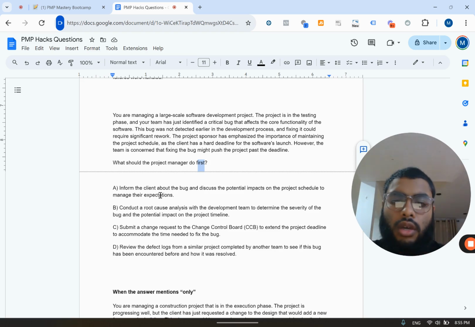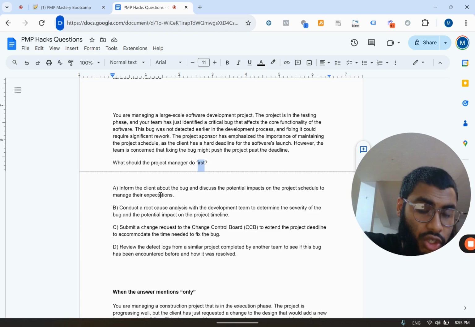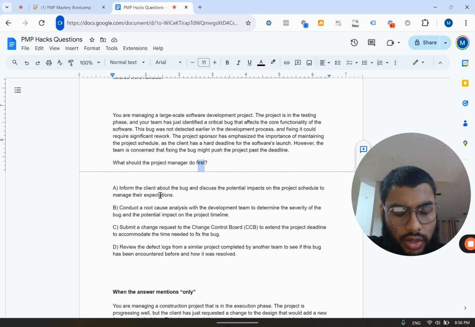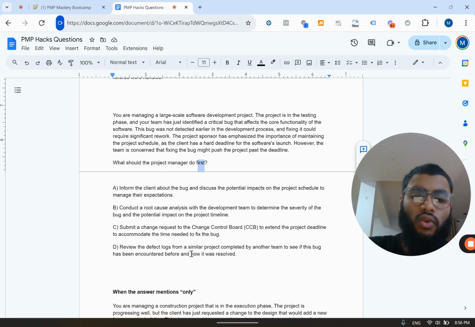I like it. C, submit a change request. Okay. So I haven't read the question. I don't know if there's actually a change going on, but let's just see. To extend the project deadline to accommodate the time needed to fix the bug. All right, let's just keep this for now. We probably have to go back and read the question now. Review the defect logs from a similar project completed by another team to see if this bug has been encountered before and how it was resolved.